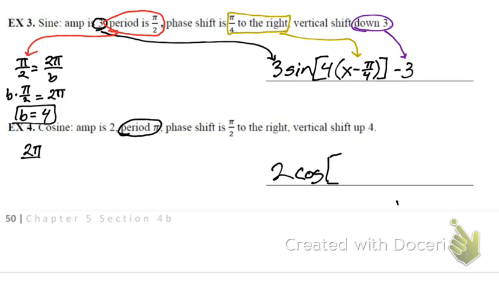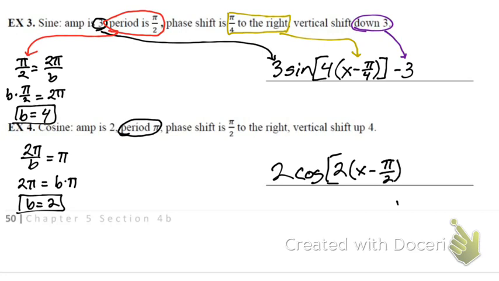So we're going to have 2 pi over b equals pi. Multiply both sides by b. You're going to have 2 pi equals b times pi. Divide both sides by pi, and you're going to get b equals 2. Next, we're going to go x. It says it goes right pi over 2, so that's minus pi over 2. And it goes up 4, so I add 4 to it.